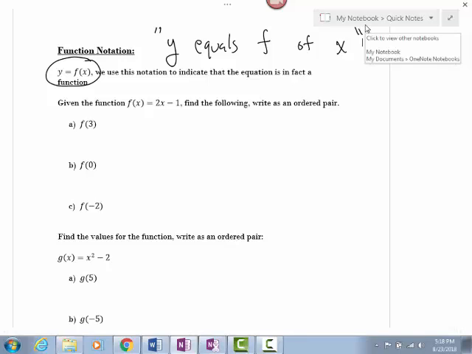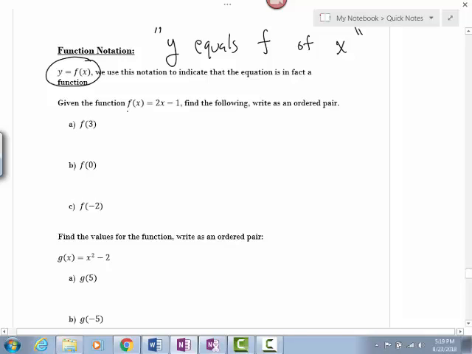Okay, so it says given the function f of x is equal to 2x minus 1, write down the following, and then we're going to write it as an ordered pair. So really what I want us to do is do a little stare and compare here. I see that that's f of x equals 2x minus 1, and here I have f of 3. So the only difference between this and this is where I used to have the x, now we have the number 3. So we're simply going to substitute. Okay. So 2 times 3 is 6. 6 minus 1 is 5. So what that means is that f of 3 is equal to 5.